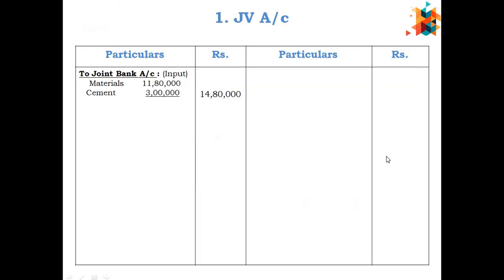We'll go to the next slide. We'll start solving the problem now. First of all, the first account is joint venture. In this, we have to start from the debit side. So to bank account. These are not the individual inputs; it is the amount which is spent together by both the co-venturers. So materials and cement, you can take directly 14,80,000.